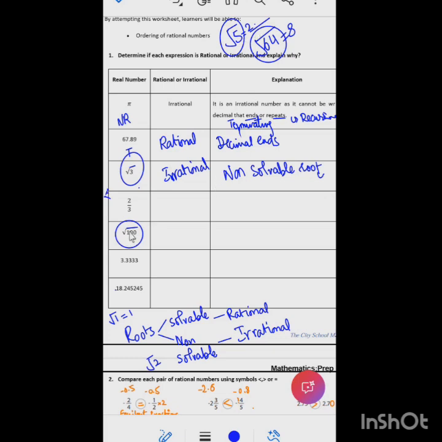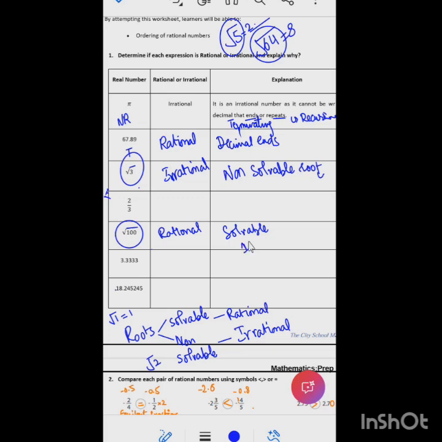So now you can see square root of 100. So what do you think? Square root of 100. Ma'am, it is rational. Because it is solvable. It is a solvable root, so it gives you a whole number.